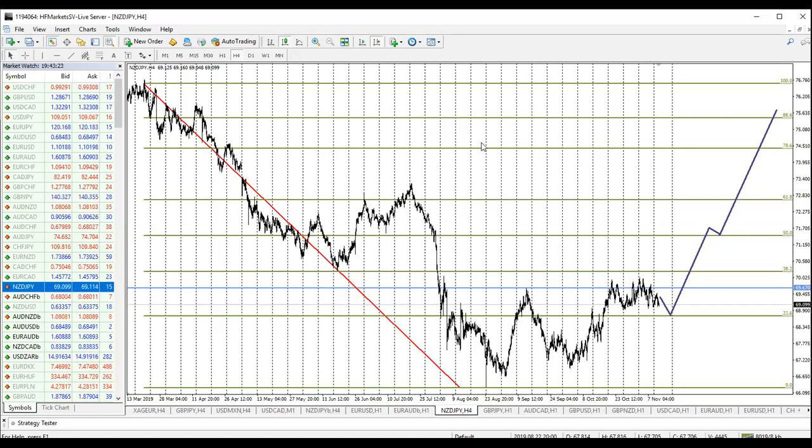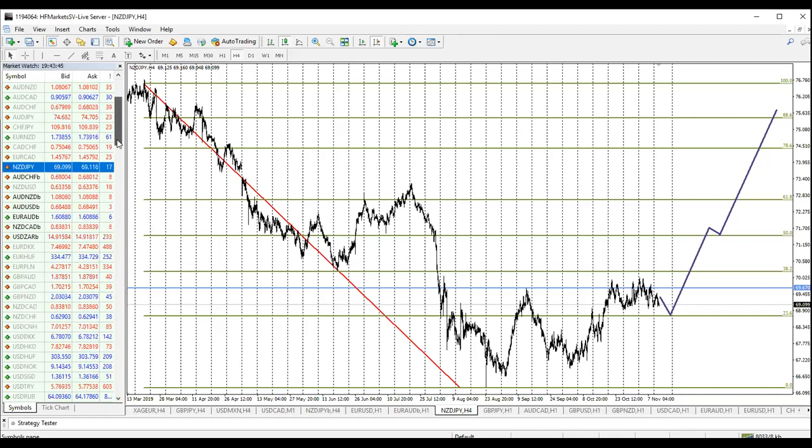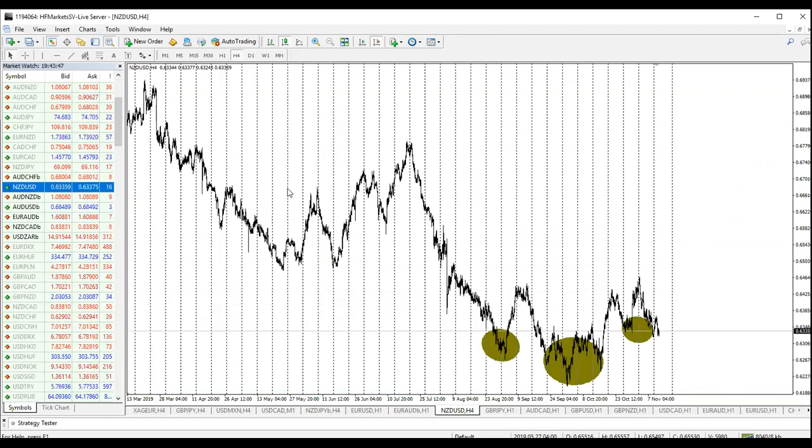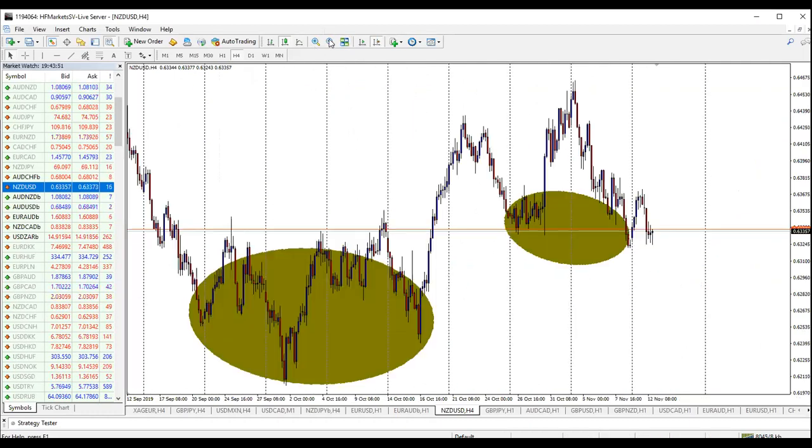You see that, guys? So this is what I was trying to explain, so that you can see and understand clearly how things work here. See that, guys? Now, looking at another NZD pair, NZDUSD, let's say. Let's focus on NZDUSD.